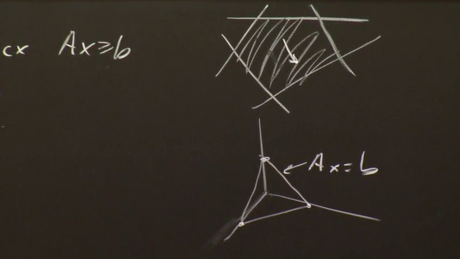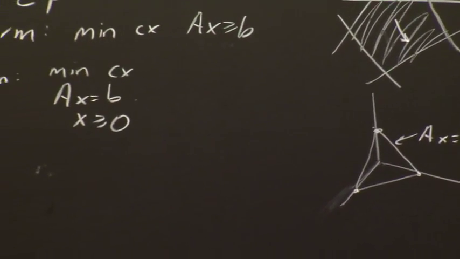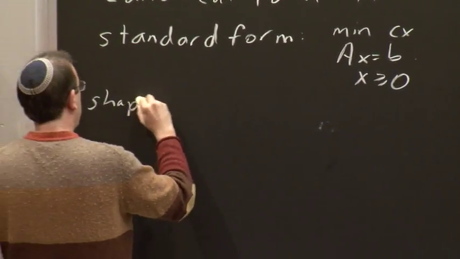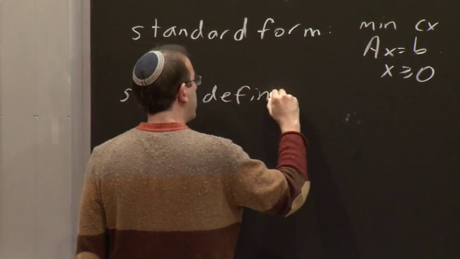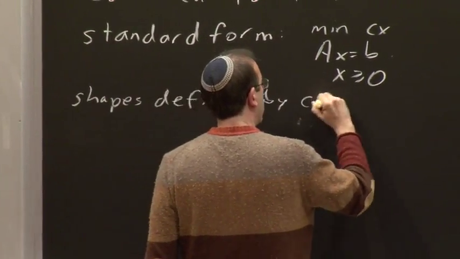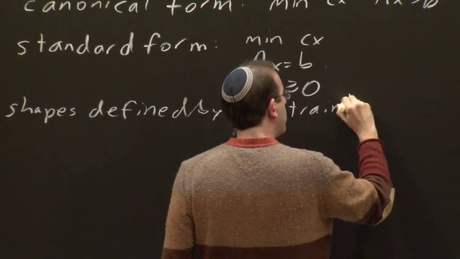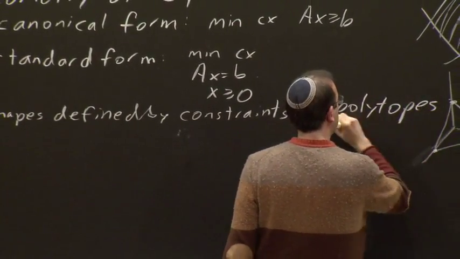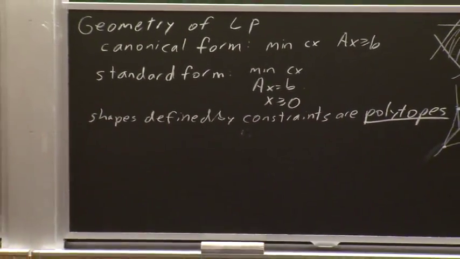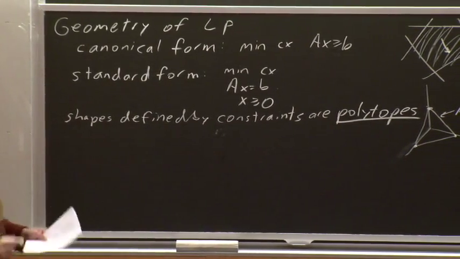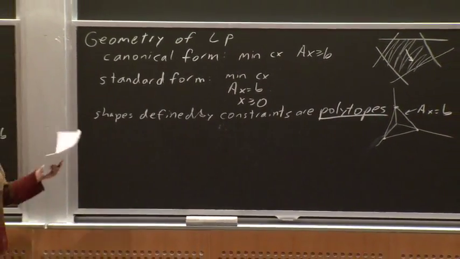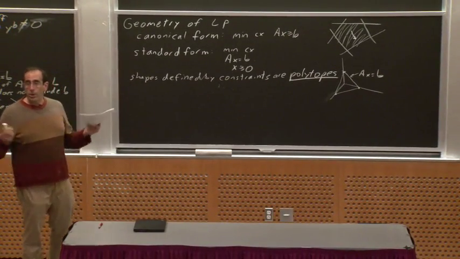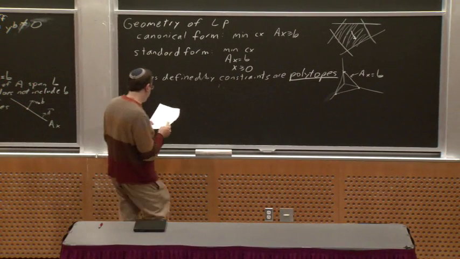So two different pictures, same fundamental meaning. In either case, we are going to define these shapes that are defined by these constraints. These intersections of half spaces are called polytopes. With the Ax greater than or equal to b constraints, you'll often have a full dimensional polytope. That's the way I like to think about it intuitively. But with the standard form, you'll have a polytope which is not full dimensional in the space where it's represented.